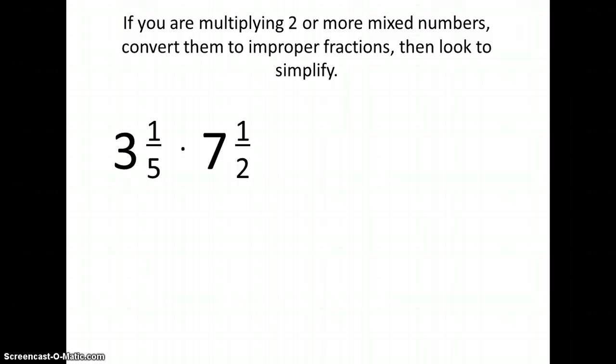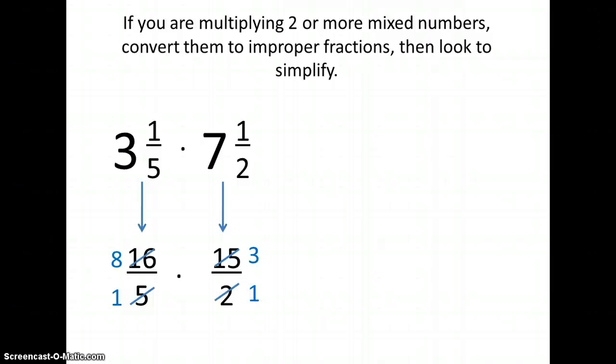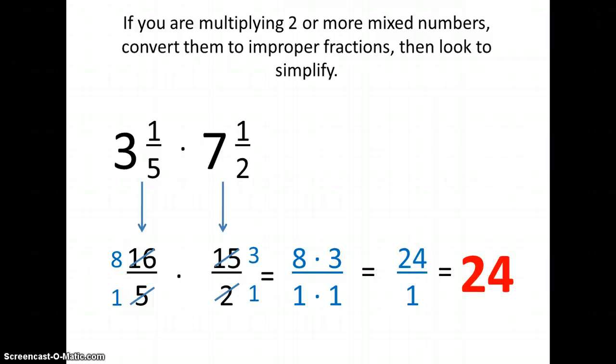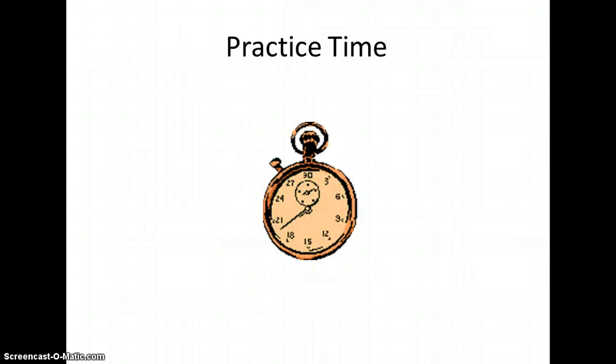When I have two mixed numbers, I first turn them into improper fractions, then see if I can simplify anywhere. 5 can go into 5 and 15. So I simplify. 5 goes into 5 one time, 5 goes into 15 3 times. Then I simplify 2 and 16 because 2 can go into 2 once and 2 can go into 16 8 times. Then I multiply as I normally would any two fractions. 8 times 3 and 1 times 1, which gives me 24 over 1, which equals 24.